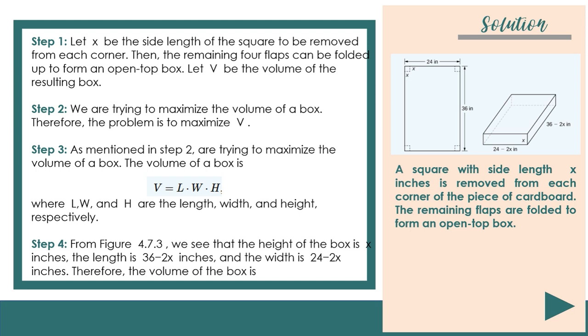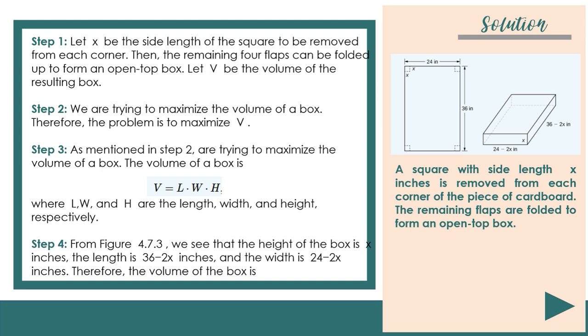So, let x be the side of the square to be removed from each corner, then the remaining four flaps can be folded up to form an open top box. Let V be the volume of the resulting box. So, for the next step, we are trying to maximize the volume of the box. Therefore, the problem is to maximize V, or the volume, in our specific equation.